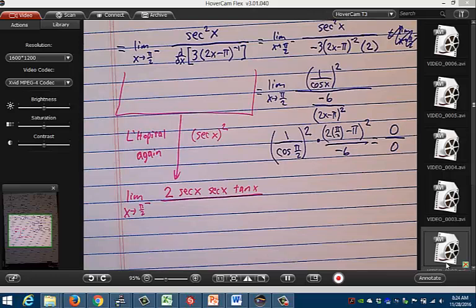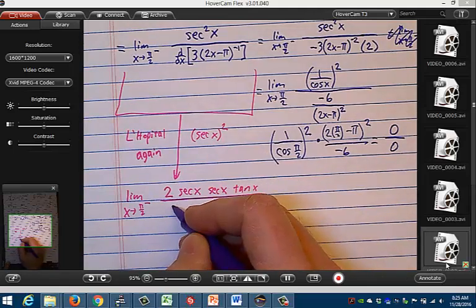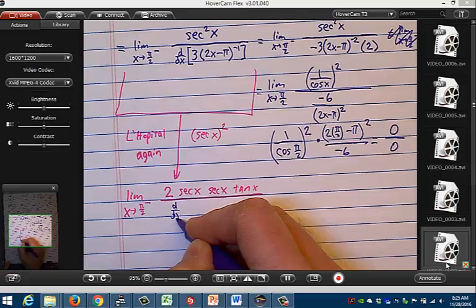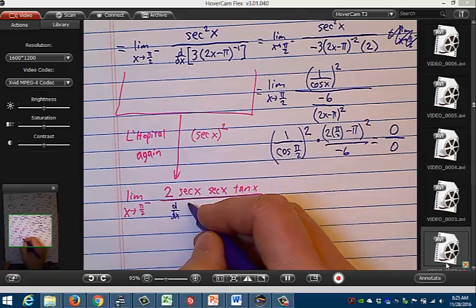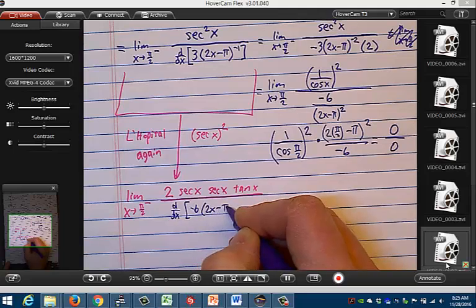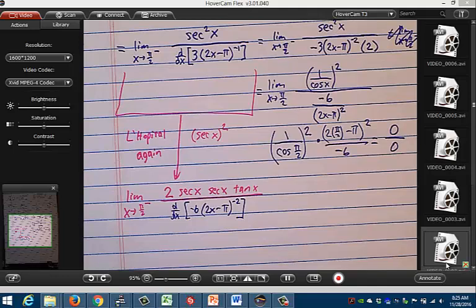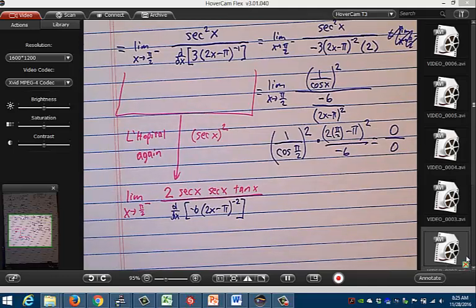But then the denominator, if I can work it out again. I would need the derivative of -6, and this was 2x minus pi to the -2nd. It's going to do this forever. So I have a problem here. I'm not quite sure what to do yet.